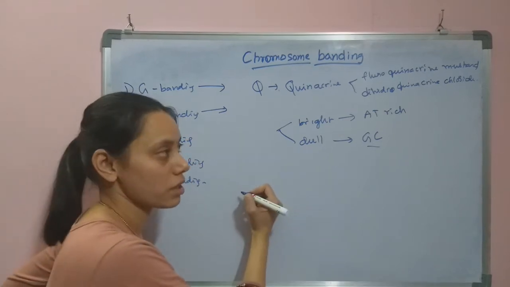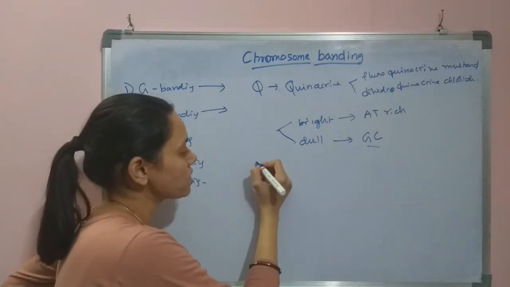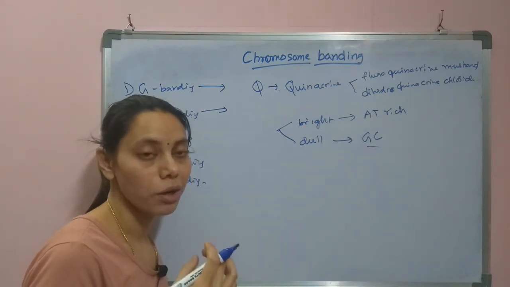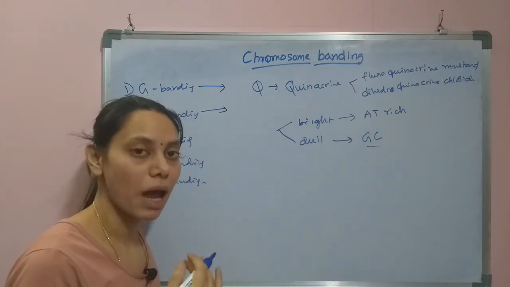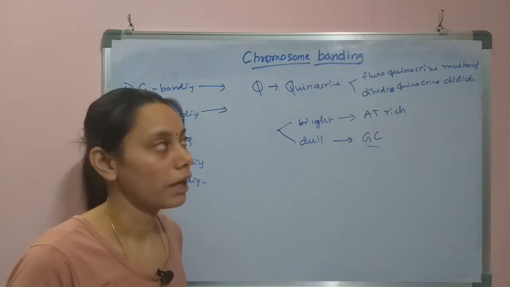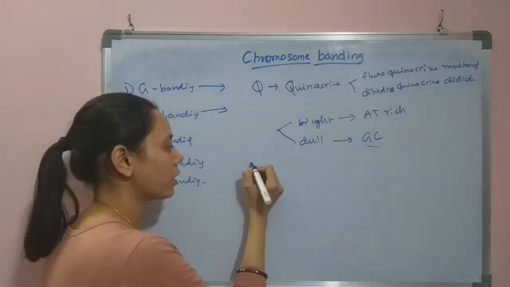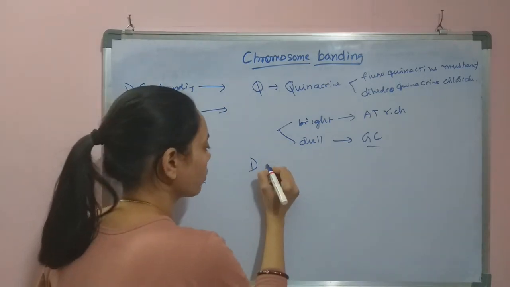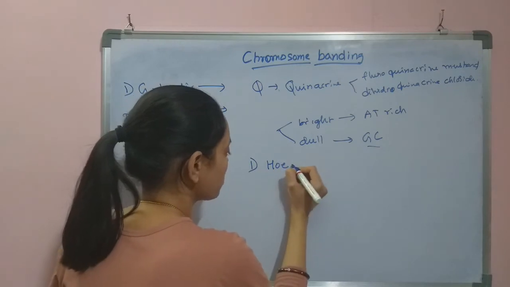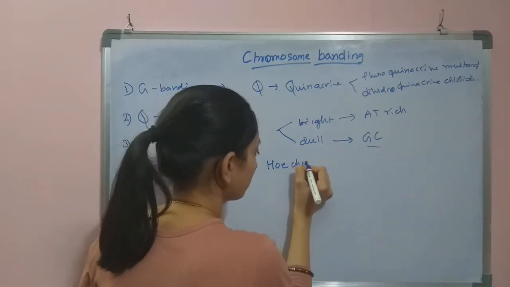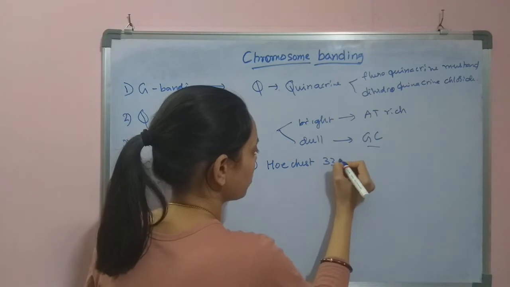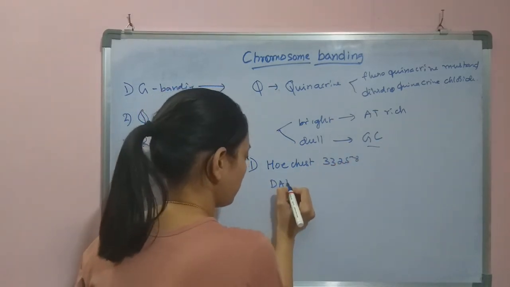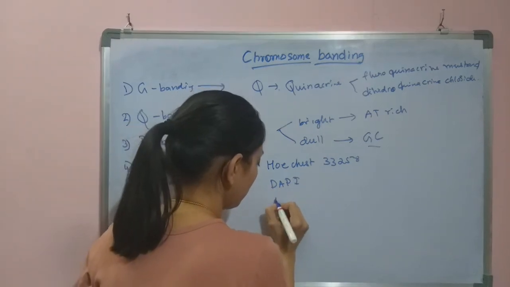Coming to the next point, there are other dyes which also make similar banding patterns like Q banding. The other dyes which act in a similar manner are Hoechst 33258, DAPI, and Daunomycin.